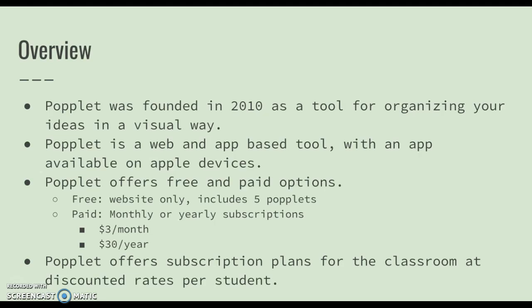Popplet offers free and paid options. The free option is their website only, and it allows users to create 5 free Popplets. The paid option offers monthly or yearly subscriptions at $3 a month or $30 a year.